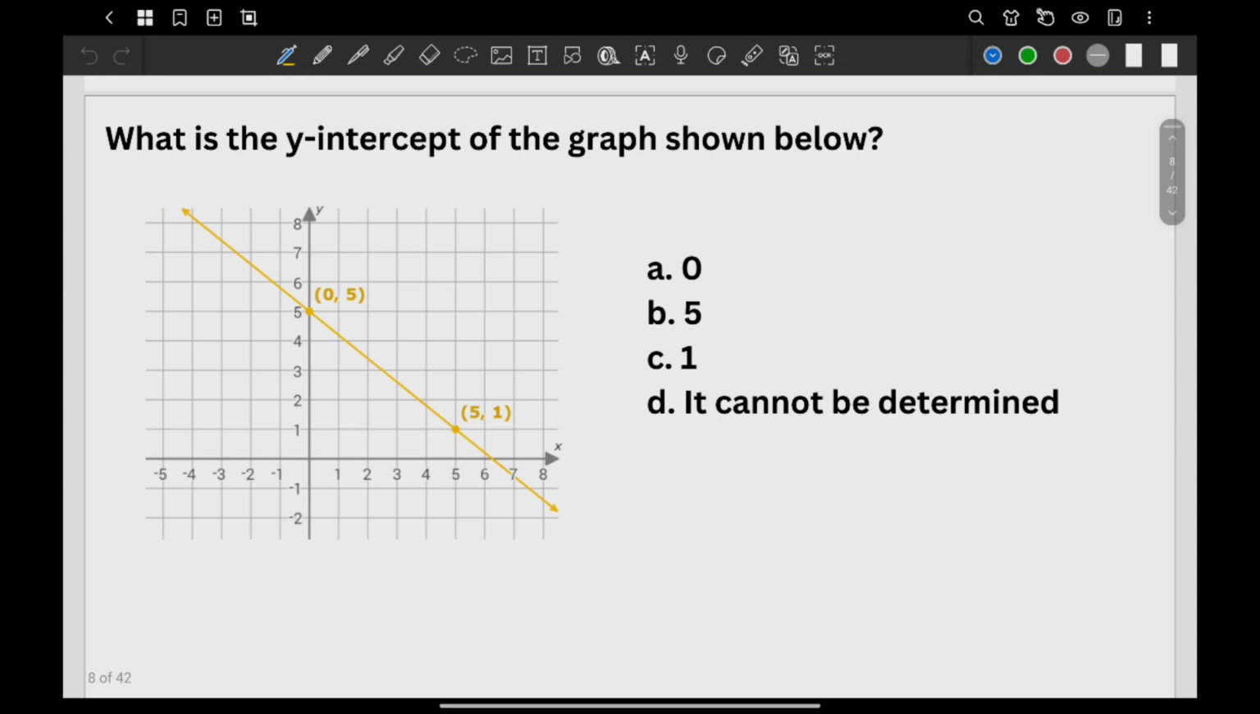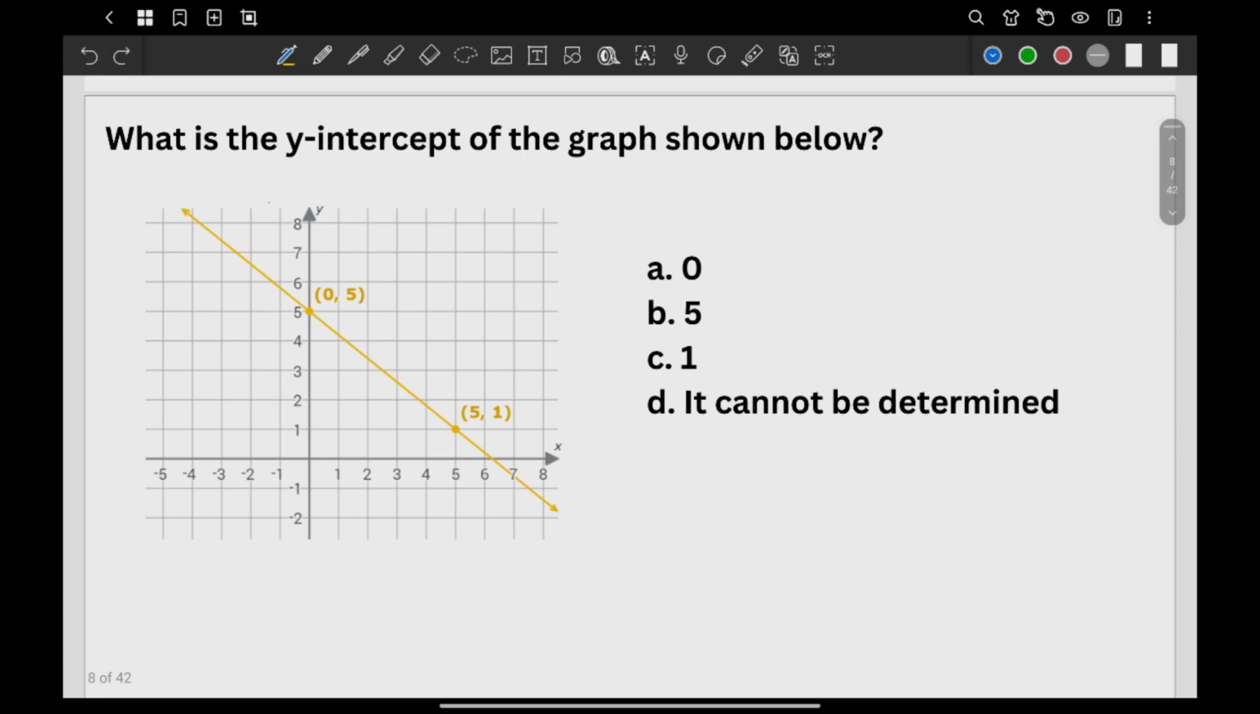When you say y-intercept, it is the point wherein the graph of the equation, in this case the yellow line, is the graph of the equation.